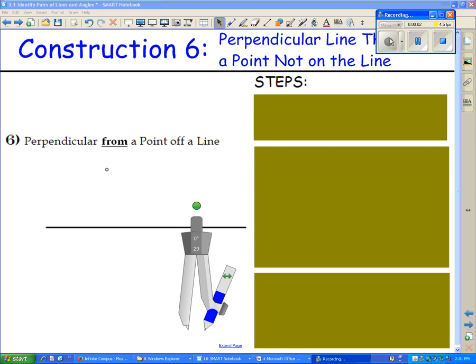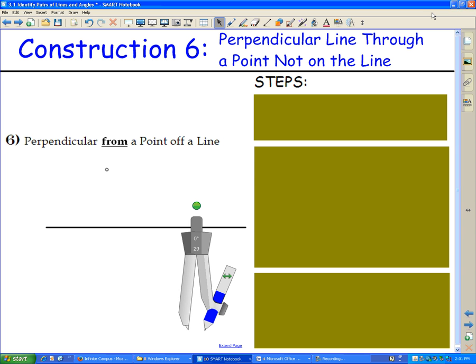All right, for some of you who were a little freaked out by construction 5, constructing a parallel line through a point not on a line, just because it was a little bit longer, a little bit messier, you'll like this one. This one's actually pretty short and sweet, and very similar, except instead of a parallel line, we're going to construct a perpendicular line from a point not on a line through the line itself.